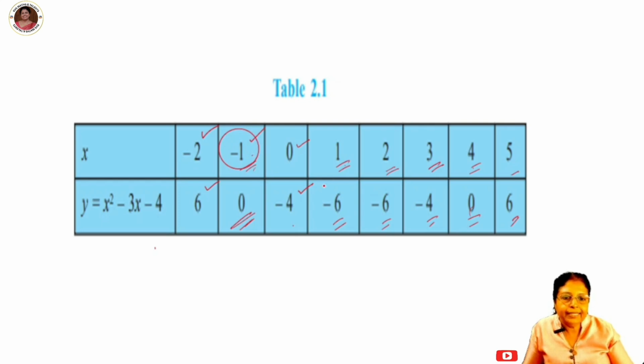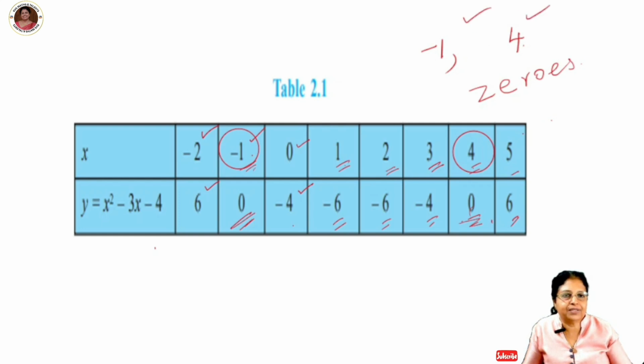Then you observe this. Here also y is 0. That means what is the 0 of this polynomial? 4. That means from this table we can see -1 and 4 are the zeros of this polynomial. Okay, so we got the zeros.